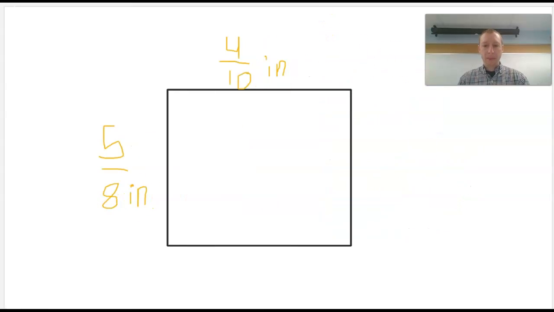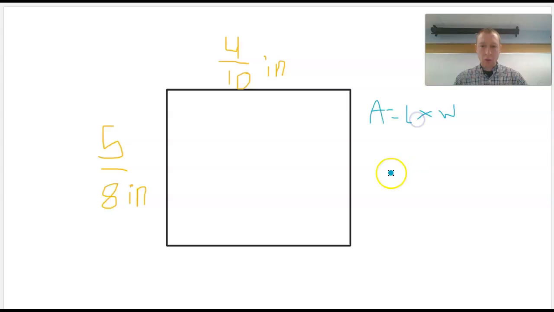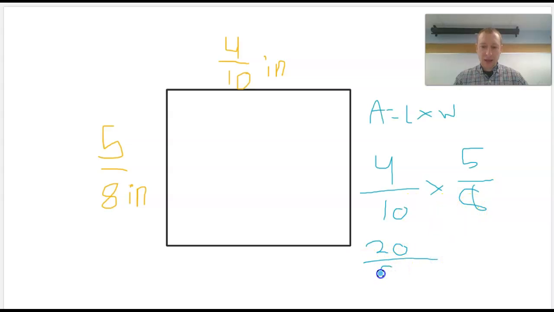Try another one. Here we got 4/10 by 5/8. So again, we're going to multiply because area equals length times width, right? So what's the length? 4/10. What's the width? 5/8. Okay, multiply your numerators. 4 times 5 is 20. I'll put it down here. 10 times 8 is 80.